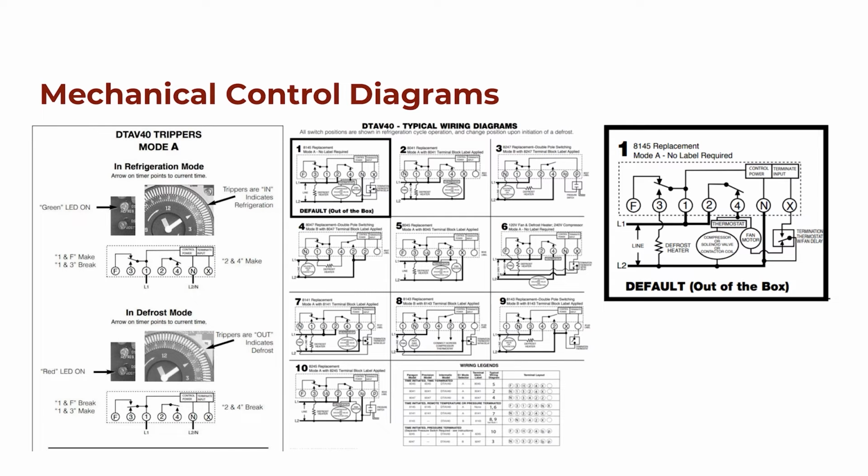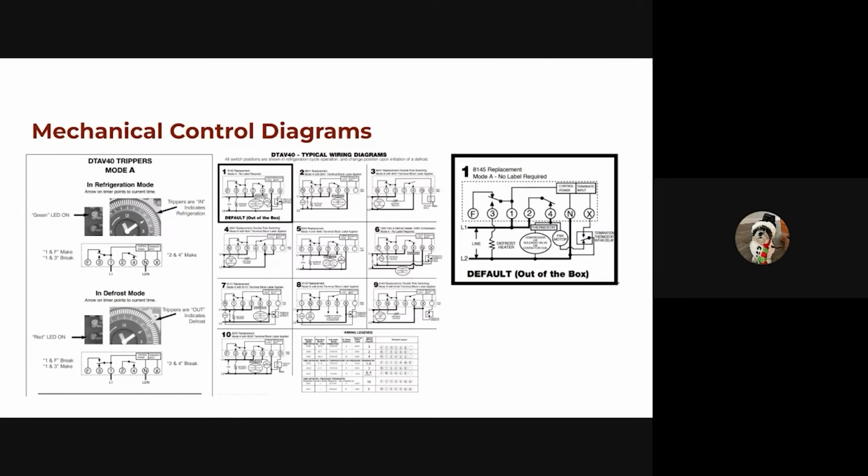And so here's the wiring diagram for a mechanically controlled cooling system. I just pulled these off of the old internet, and we have the defrost wiring diagram here. But you can see this has got 10 different configurations that we might see in a self-contained case. These mechanical time clocks could be used for walk-in coolers also. So anyway, I just wanted to show that there could be several different configurations.